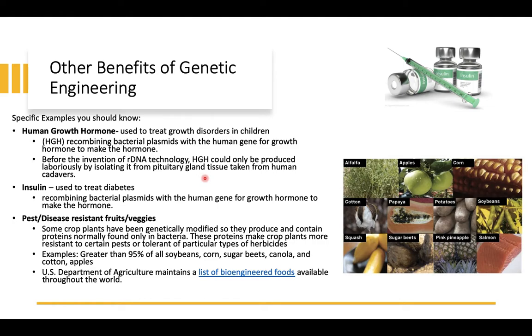Insulin used to treat diabetes is pretty much done the same way. You take the human gene for insulin, and you recombine it with the bacterial plasmid. And again, you can make hundreds of thousands of copies of the insulin hormone that you can isolate, and then you can use it to treat humans with diabetes, which is high blood sugar.